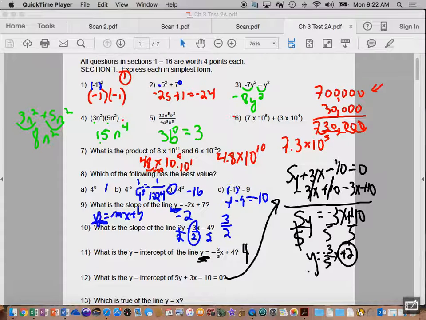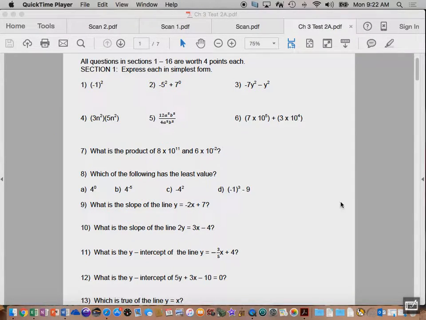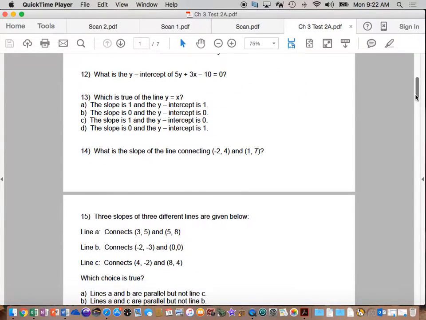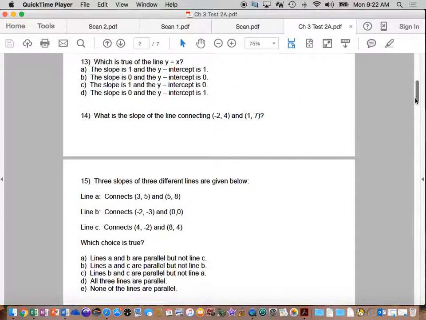Okay, again, you always have to make it say y equals, that's the key. Unless it says y equals, you can't find the slope and the y-intercept. Okay, now we go to continue our work on number 13.